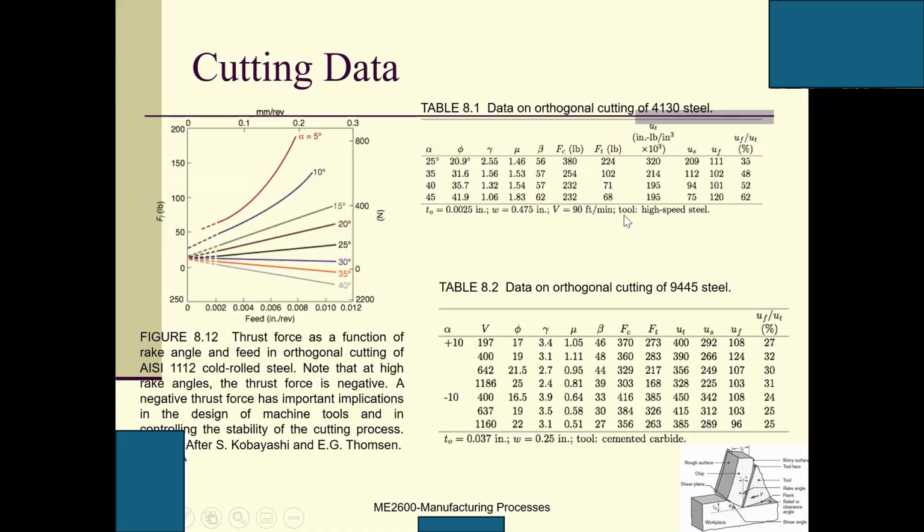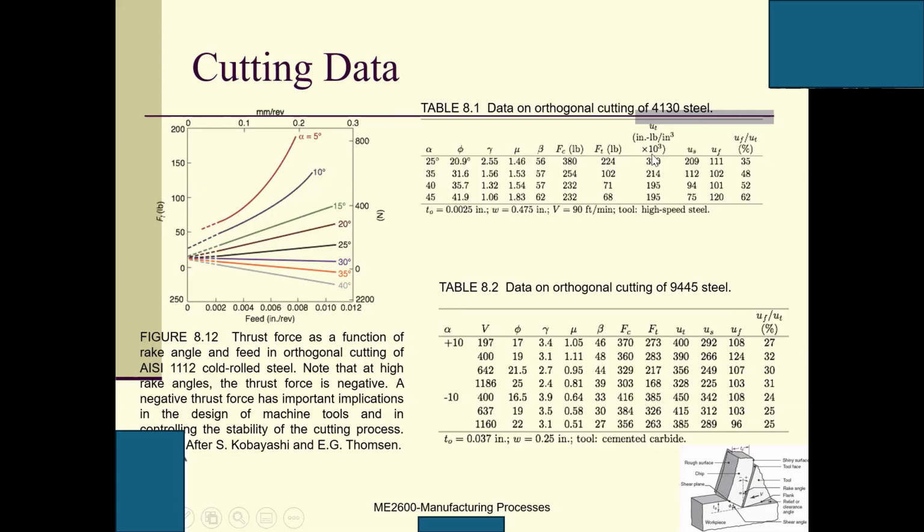So we talk about this cutting data. This is empirical curves. This is the table, the data on orthogonal cutting of 4130 steel. So this is empirical cutting, as I said, based on different alpha, the rake angle, which indicates how sharp your tool is. And phi is the shear angle. This is the mu, and this is beta.